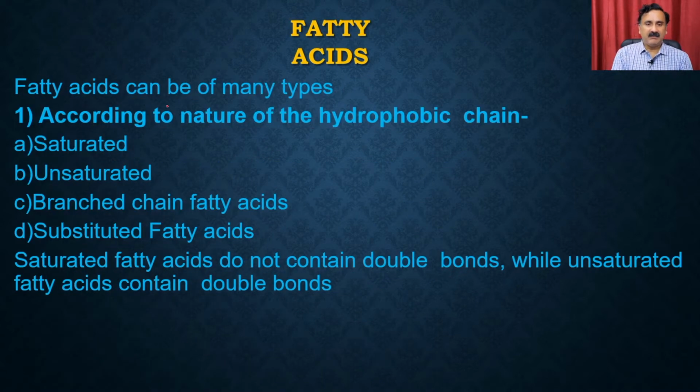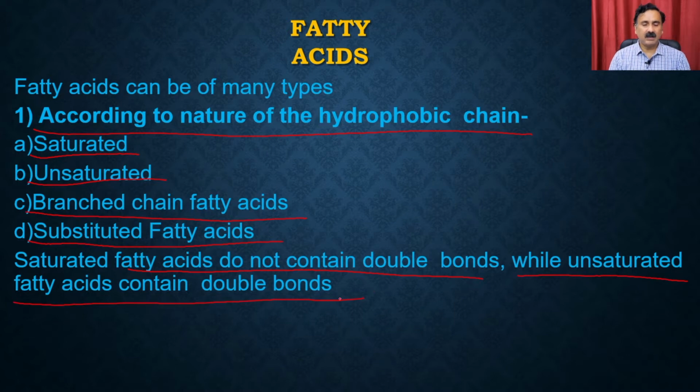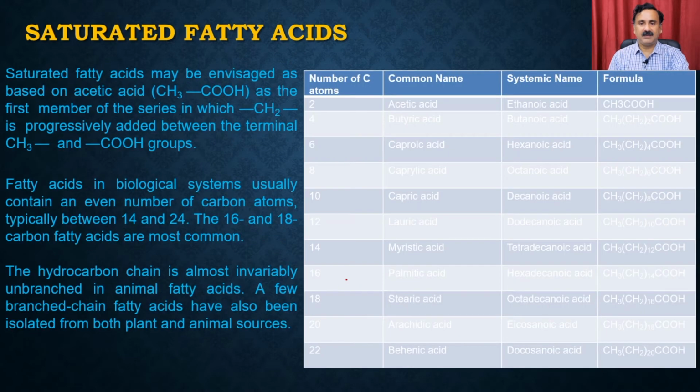Fatty acids can be of many types. According to the nature of the hydrophobic chain, they can be saturated, unsaturated, branched-chain, or substituted fatty acids. Saturated fatty acids do not contain a double bond, whereas unsaturated fatty acids contain double bonds. These are examples of saturated fatty acids.